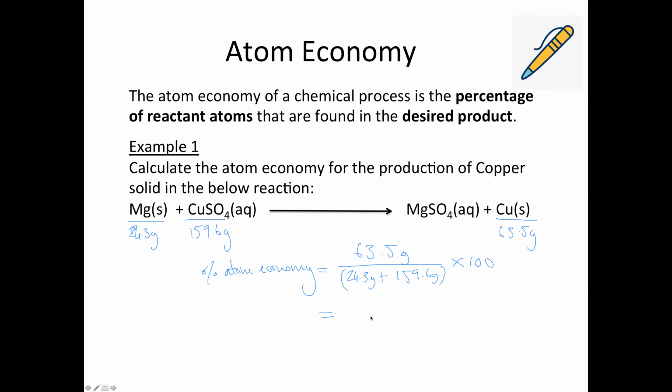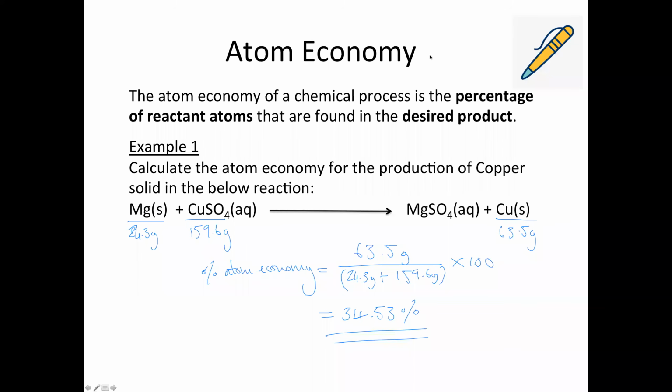So then if we put that into the calculator, 63.5 divided by 24.3 plus 159.6, times by 100, that gives us 34.53% to 2 decimal places. Okay, you could round that up to 35%, you could round it to 34.5%, it's fine either way.